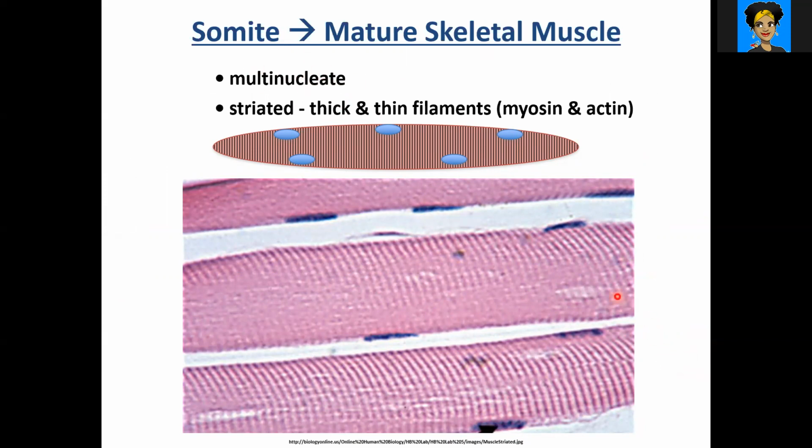Meaning there are multiple nuclei present in a giant cell. And the cells are striated with thick and thin filaments, and those thick and thin filaments are actually myosin and actin, which we know a lot about, right? We know how actin helps with controlling cell shapes. And so this is how your muscles are able to expand and contract.